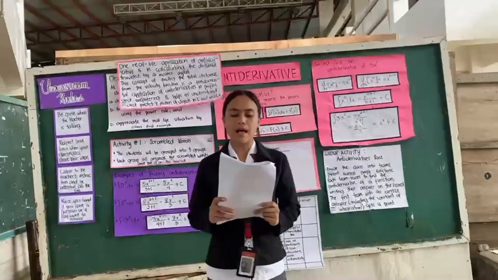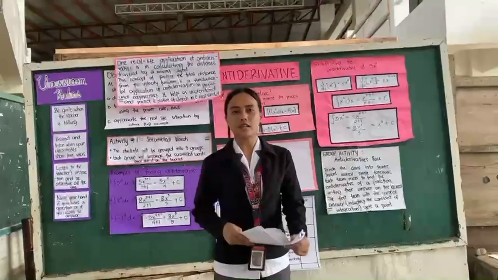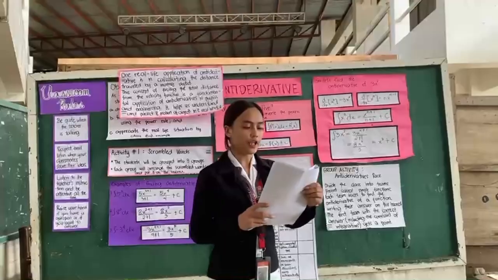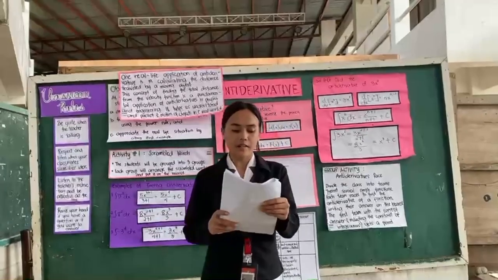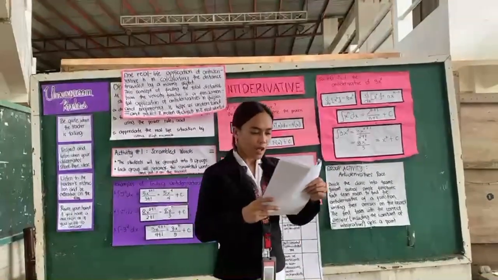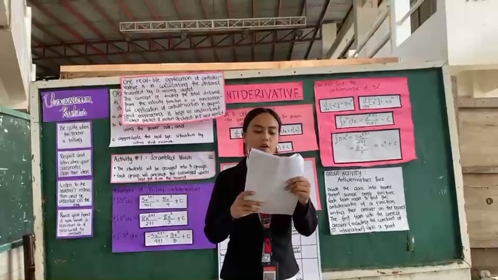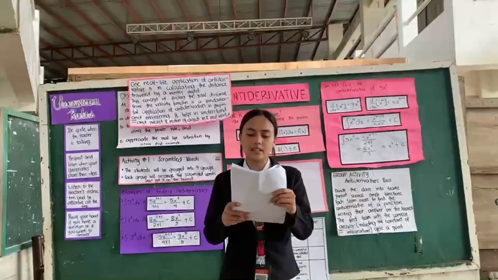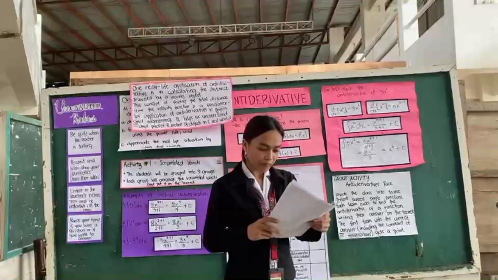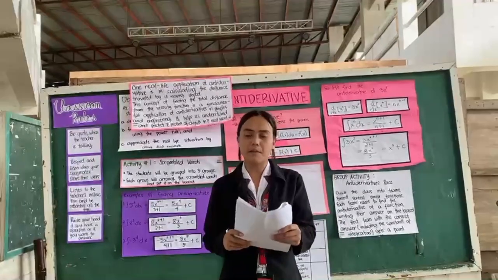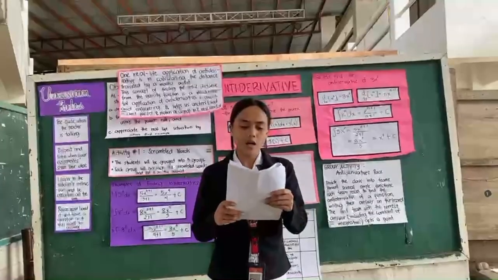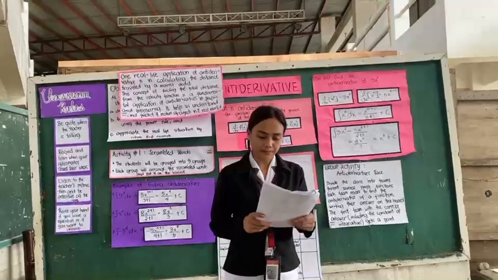Number 3. What does the plus c represent in an antiderivative? A. Curl, B. Curve, C. Circle, and D. Constant. Number 4. Which of the following is an antiderivative of f of x equals 7? A. 7x plus c, B. 7, C. 0, D. 7x.